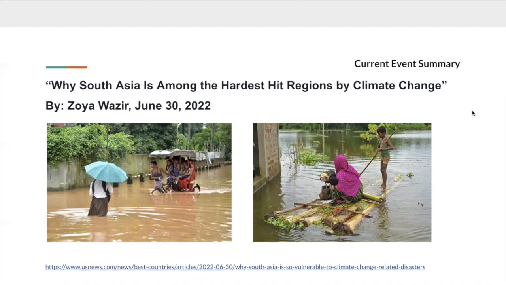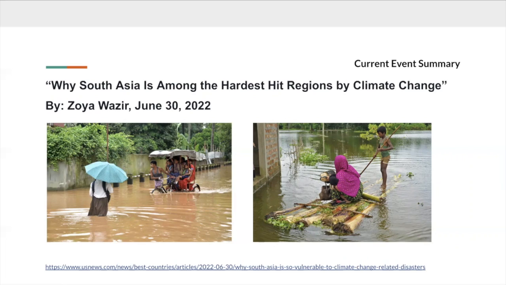So our current event article that we selected is titled, Why South Asia is Among the Hardest Hit Regions by Climate Change, and was written by Zoya Wazir. The article is about South Asia and how it has been hit hard by extreme weather this summer, with recent flooding in Bangladesh and heat waves in India and Pakistan.